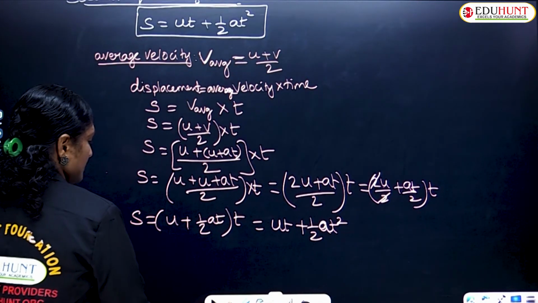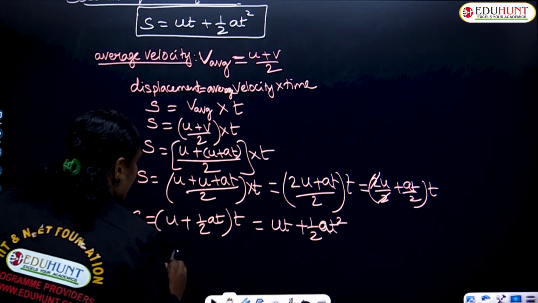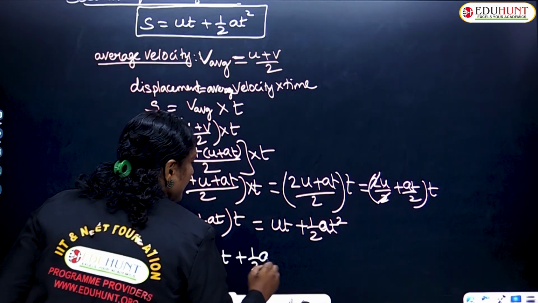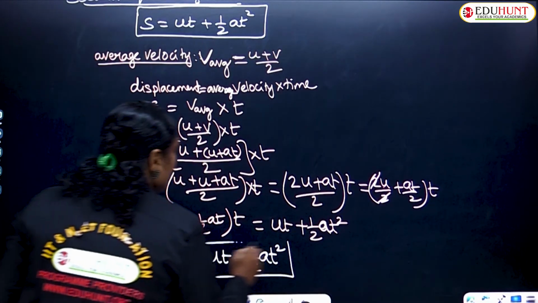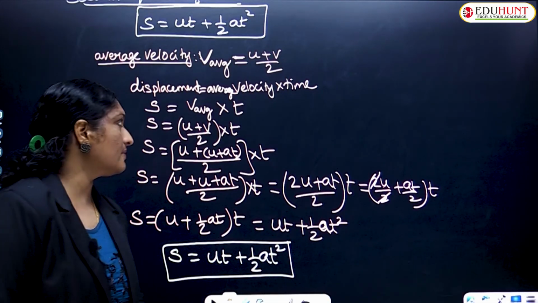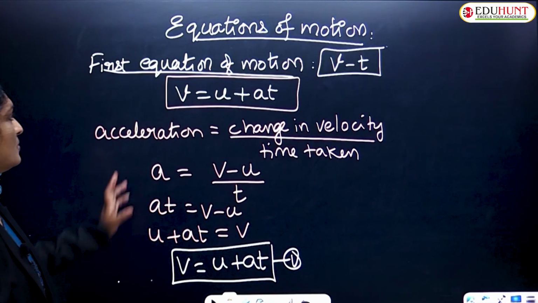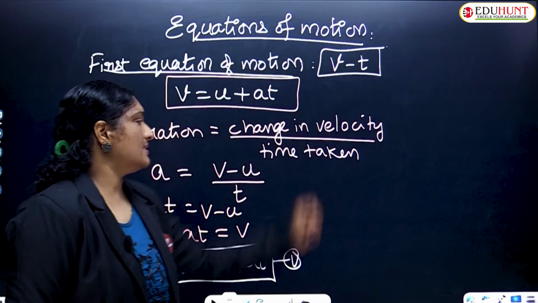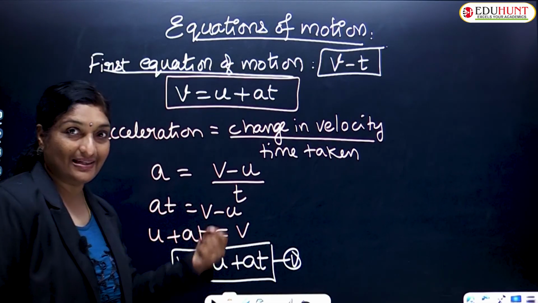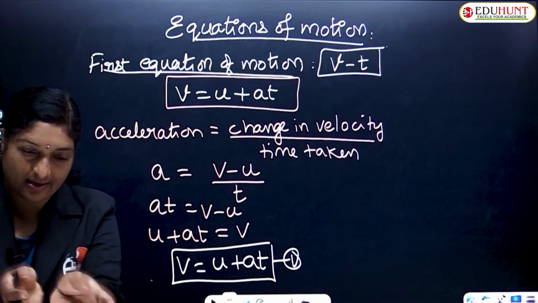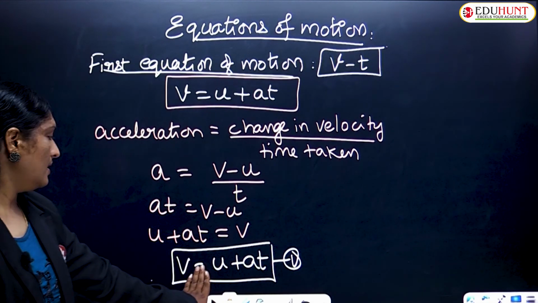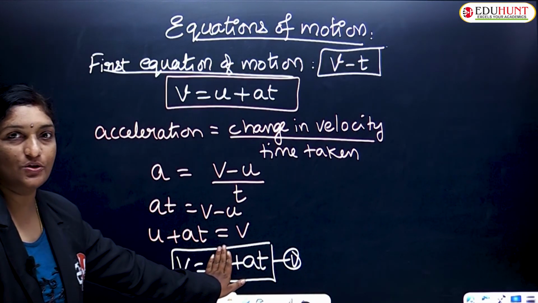So, let us read it once again. What is the value, children? S is equal to ut plus half at square. This brings the relation between displacement and time. Okay, children, what was the first equation of motion? That brought the relation between velocity and time: v is equal to u plus at. Suppose the body begins at rest, then the initial velocity is 0. Then in that case, v is equal to at.